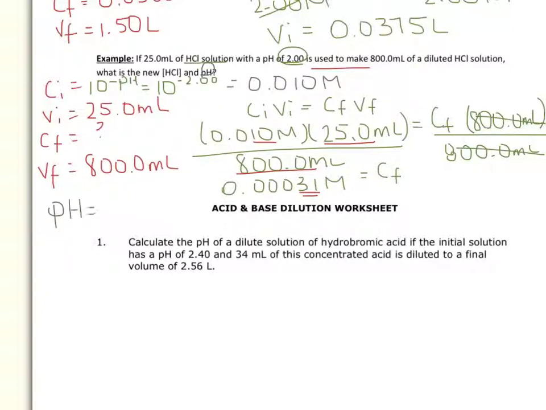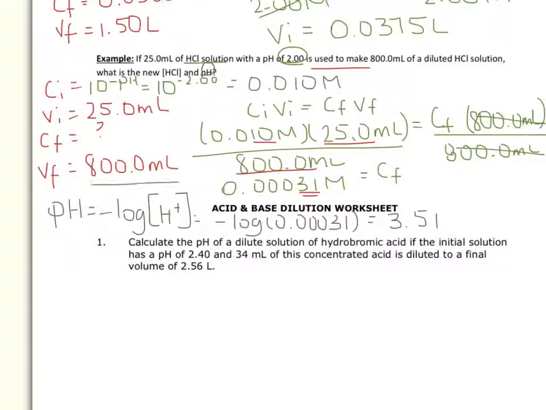pH is equal to negative log of H positive or H3O positive, depending on what we have. So it's negative log of 0.00031. Notice we have 2 significant figures, so we need to have 2 decimal places. And this would be 3.51. Notice here that hydrochloric acid is a strong acid, and in this case we have a pH of greater than 2, which means that this strong acid has been significantly diluted.